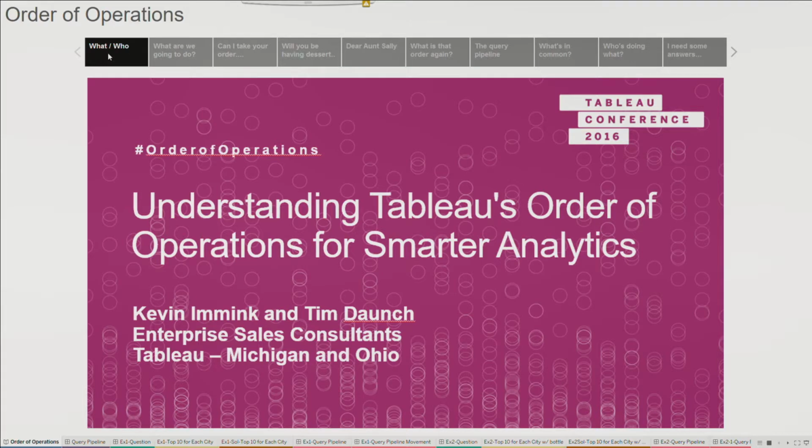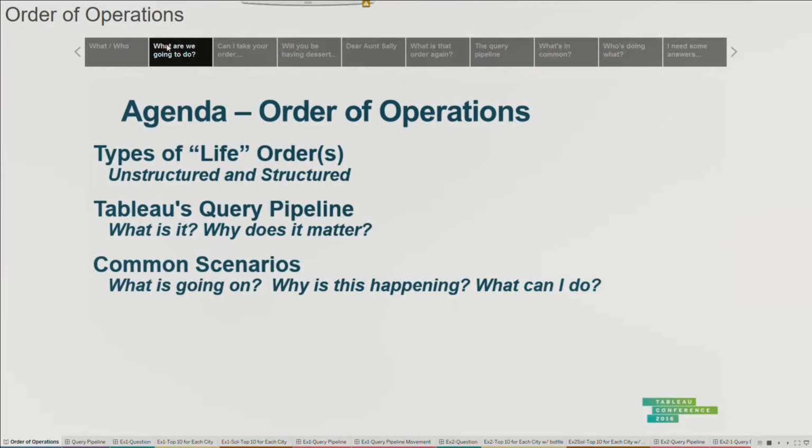All right, so what are we going to talk about today? We are going to talk about some types of orders of operation. That's probably something like you'd see in Jeopardy, right? That type of obtuse sort of label. We're going to talk about the structured and unstructuredness of those. Then we're going to talk about Tableau's query pipeline, what it is and why it matters.